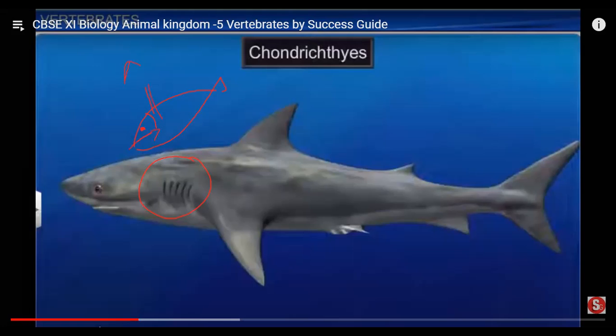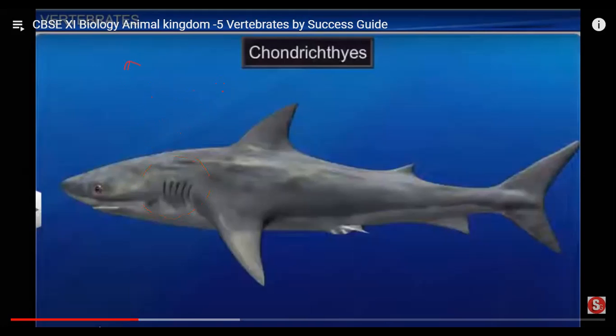So the first difference you can see between bony and cartilaginous fish is the presence of the bony operculum. Absence of operculum and presence of gill slits are found in cartilaginous fish. That is one of the easiest ways.